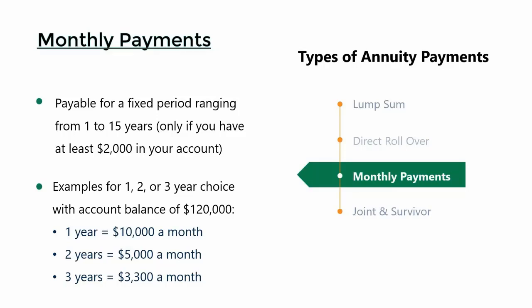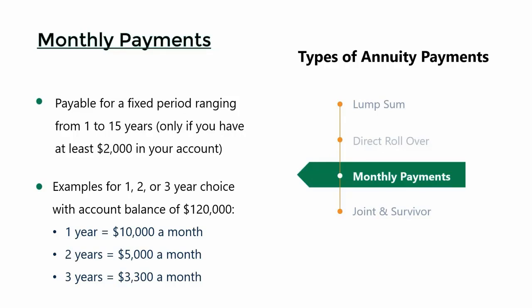had an account balance of $120,000, your first year's payment you would get $10,000. If you choose a 1-year option, you'd get $10,000 a month. After 12 payments, your annuity account balance would be 0. If you choose a 2-year option, we would pay you $5,000 a month. After 24 payments, your account balance would be 0. 3 years, you would get $3,300 a month. After 36 payments, your account balance would be 0, so on and so forth.